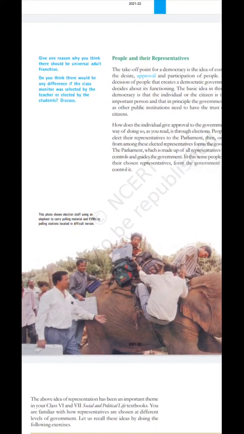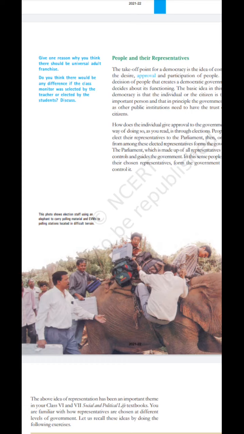Give one reason why you think there should be universal adult franchise. Do you think there would be any difference if the class monitor was selected by the teacher or elected by the students? Discuss. Take a look at this photo. This photo shows election staff using an elephant to carry polling material and EVMs to polling stations located in difficult terrain.